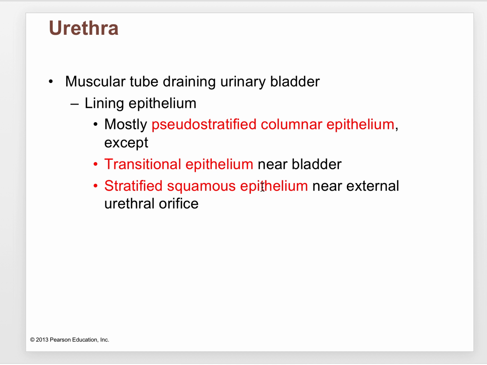And on the other end of the urethra, towards the external opening, is stratified squamous epithelium, just like the skin. So in between either end of the urethra, there's pseudostratified columnar epithelium. So there's 3 different types of epithelium in the urethra.